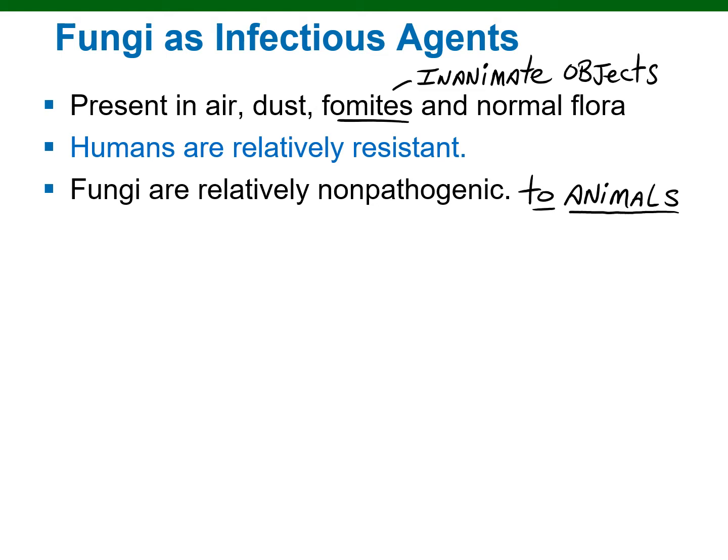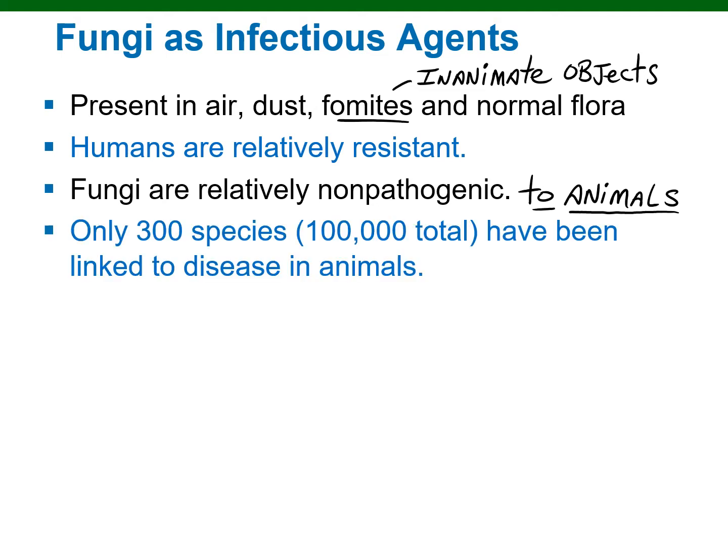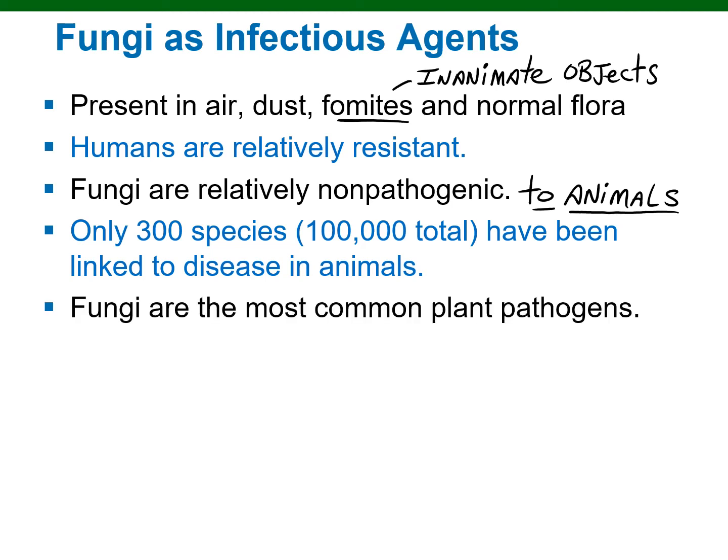Plants, on the other hand, are very susceptible. When you think about produce or what farmers have to go through to produce food and keep it safe and free from mold invasion. There are only about 300 species, it says here, out of the roughly 100,000 that can cause infection in animals.